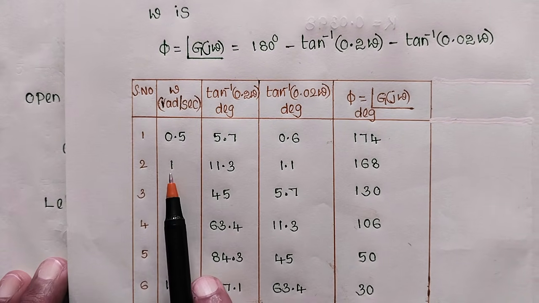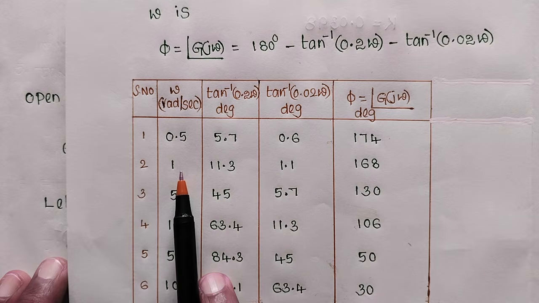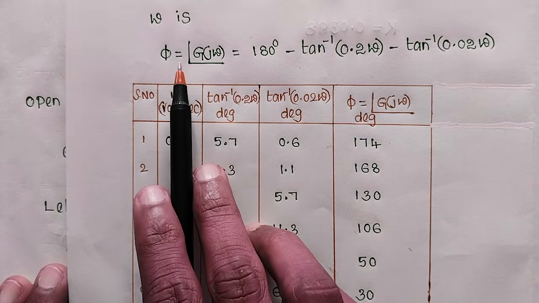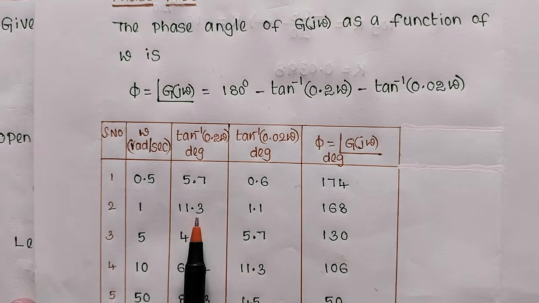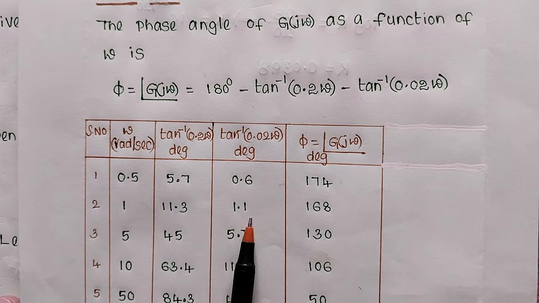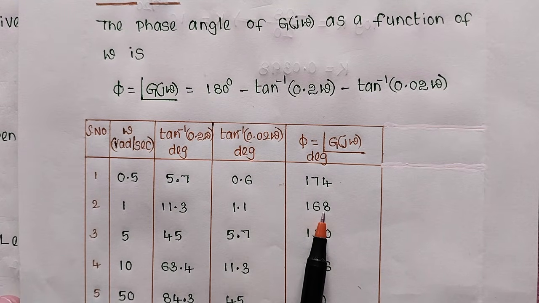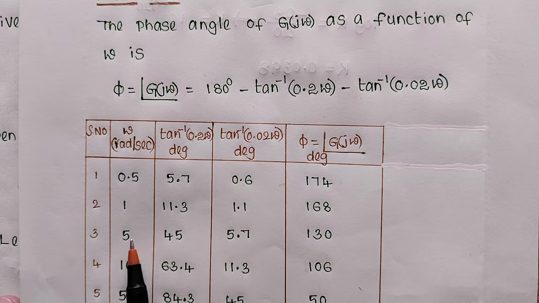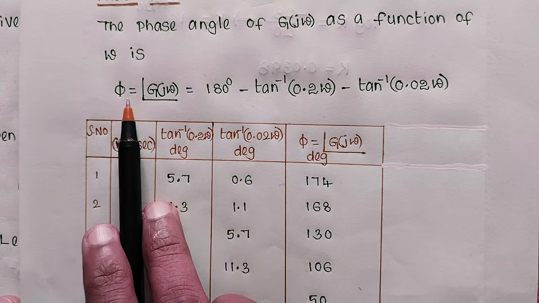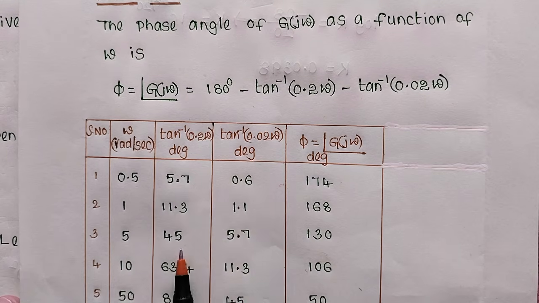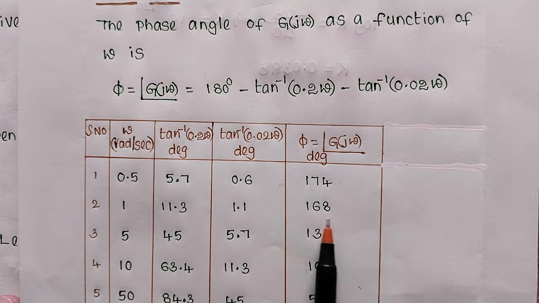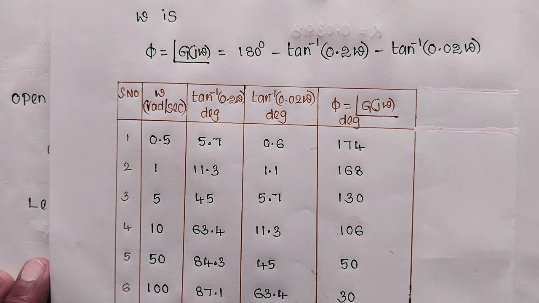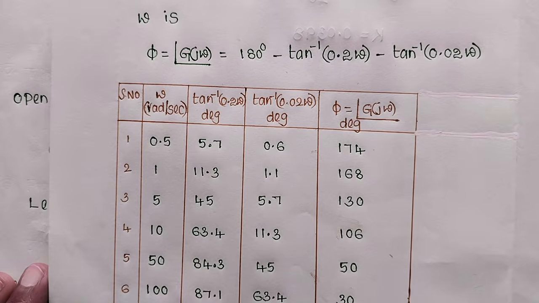Similarly, when omega equals 1 radian per second, the phase angle is 180 degrees minus 11.3 minus 1.1, which is equal to 168 degrees. For omega equal to 5 radians per second, the phase angle equals 180 degrees minus 45 minus 5.7, which equals 130. Similarly for different values of omega, these are the phase angles.